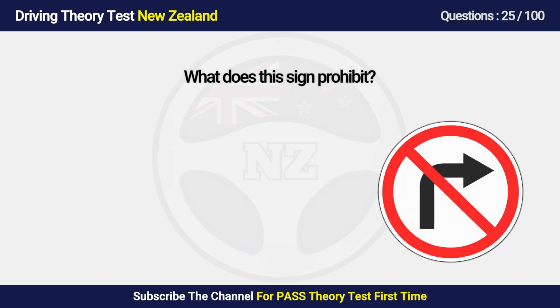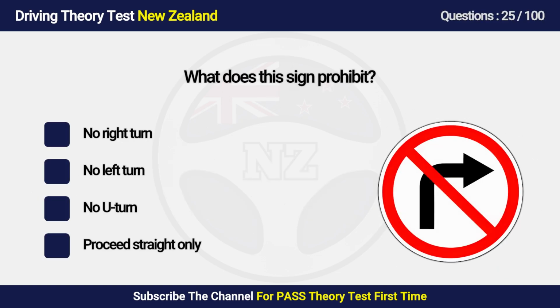Question 25. What does this sign prohibit? A. No right turn, B. No left turn, C. No U-turn, D. Proceed straight only.